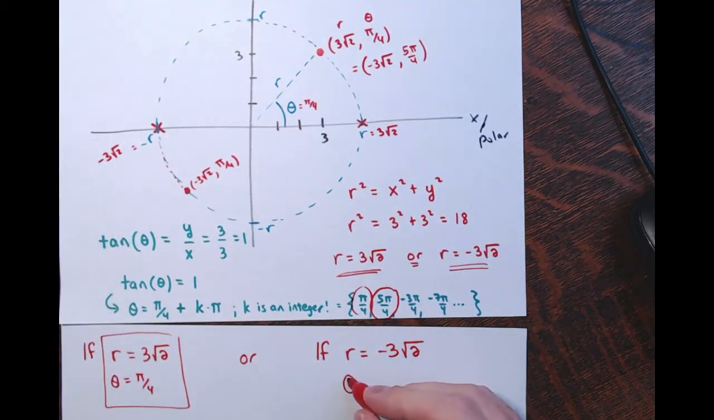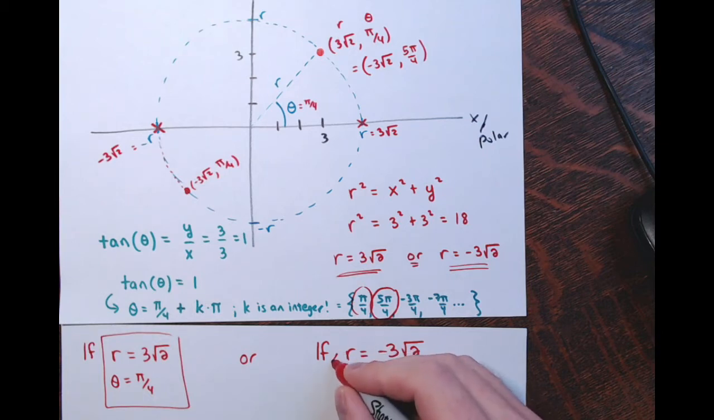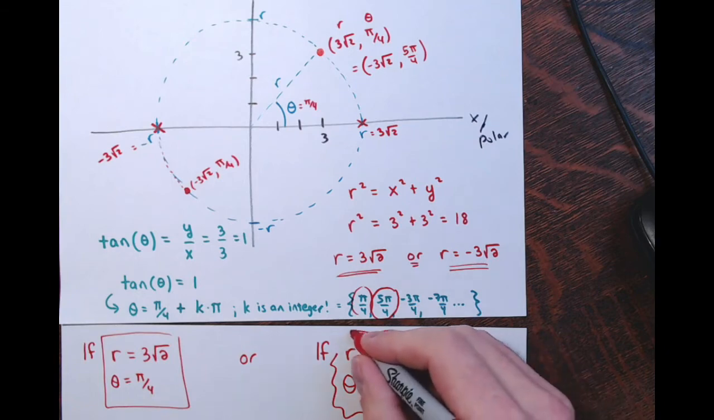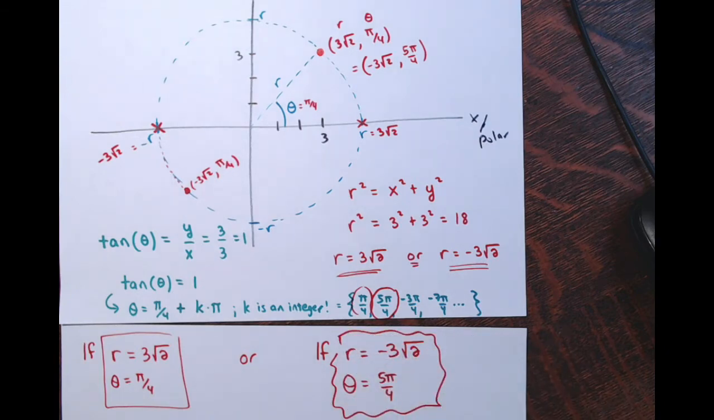But I'll use the positive angle, 5 pi over 4. Okay, so either way, you end up at the same position. So again, it can be a bit tricky. Pay attention to the instructions though. For the most part, they'll probably just want you to have a positive value of r.